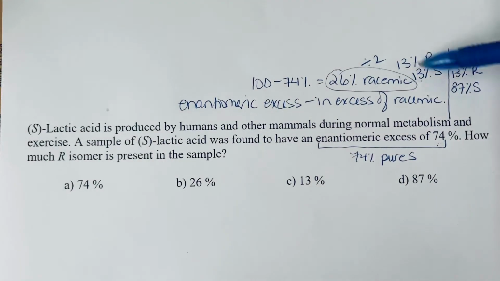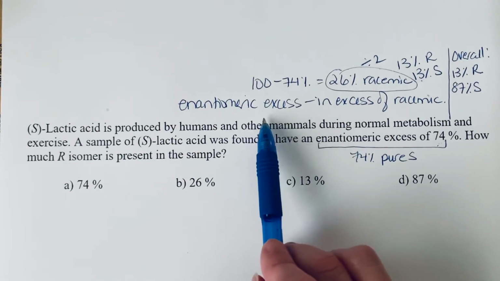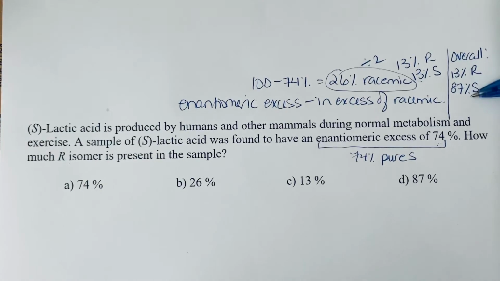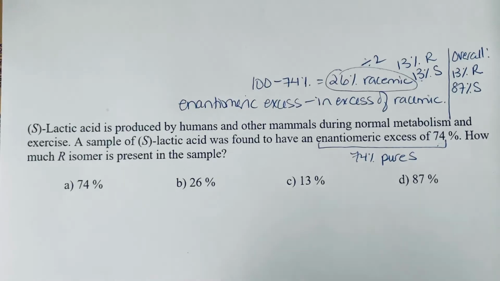I know it sounds confusing, but the reason why we measure enantiomeric excess is because this is going to affect how it rotates light. So that 13% R cancels 13% of the S. And so it's the remaining 74%, that enantiomeric excess, that causes the plane polarized light to rotate. And that's what you can measure in a polarimeter.